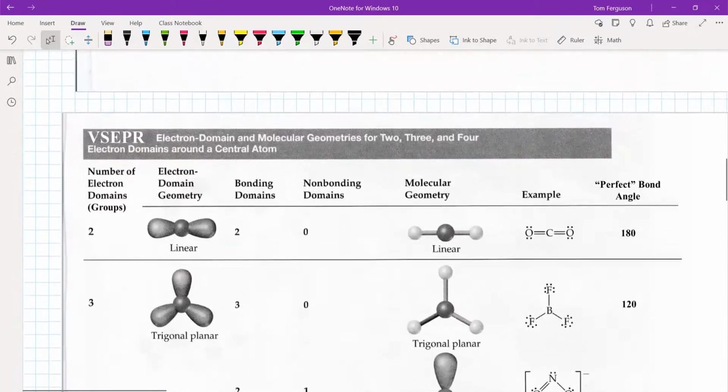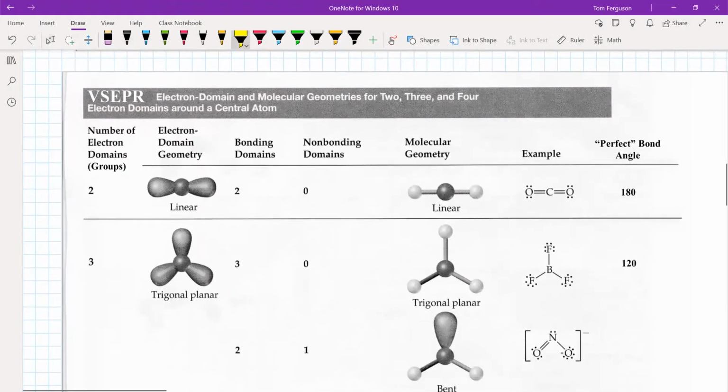Okay, the next thing I want to talk about is molecular geometry. And we just talked about electron group geometry or electron domain geometry. Now we're going to talk about molecular geometry. And that is determined by the number of bonding and non-bonding domains. A non-bonding domain is another way of saying electron pair. Bonding domain means with an atom.